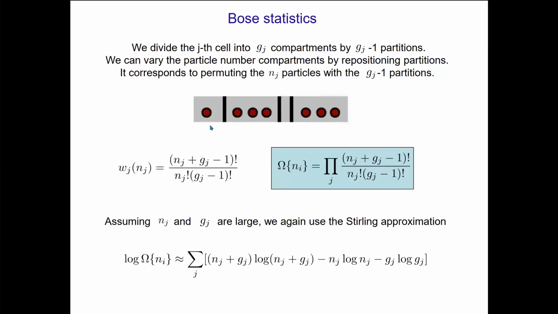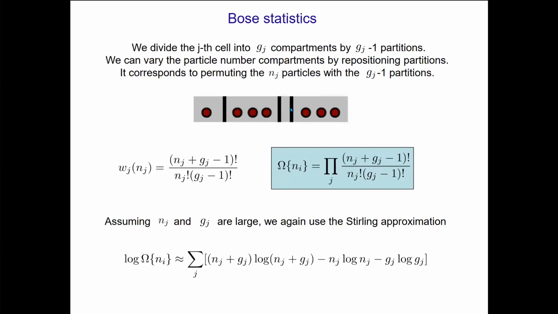For example, if we have 4 quantum states, then this is one of the possible configurations. In state 1, 1 particle; in state 2, 3 particles; in state 3, no particles; in state 4, 3 particles. So what we basically do, moving these Gj minus 1 partitions, which divide all particles into Gj cells, is cover all situations when we place all particles among the cells.